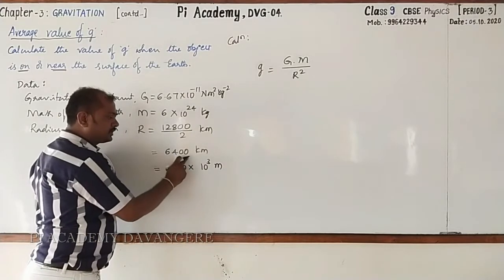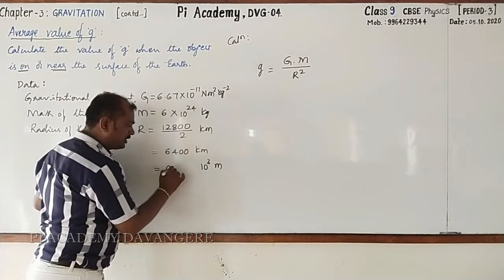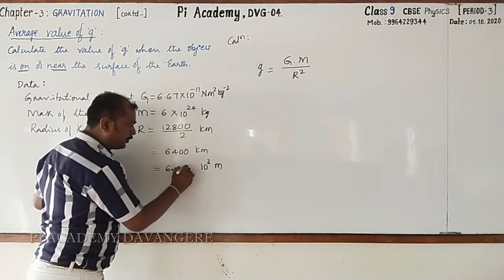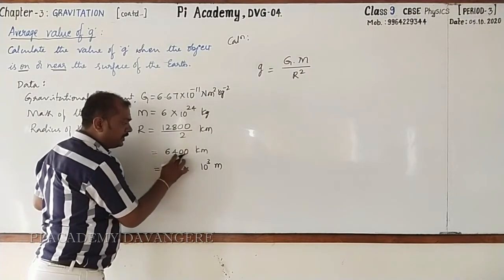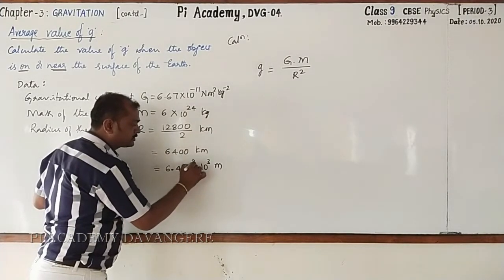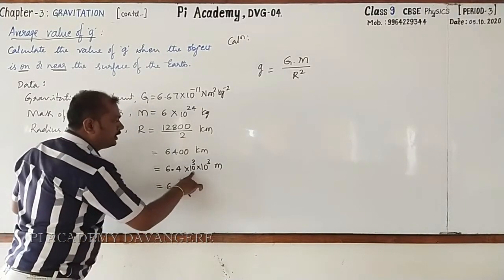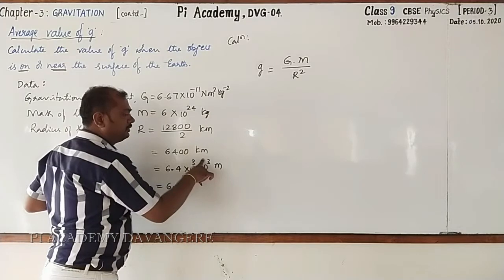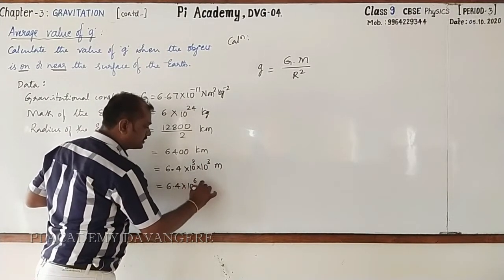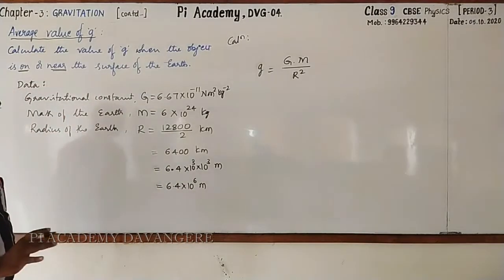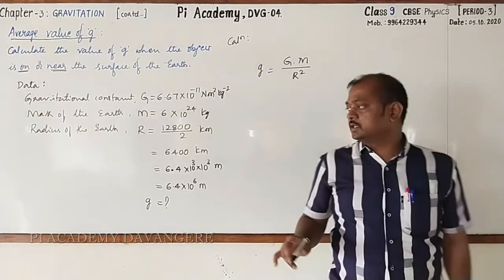Here 6,400 is there. I go for expressing it in scientific notation as 6.4 into, after one digit I put the decimal, the remaining 1, 2, 3 are there, hence 10 raised to the power 3. This is equal to 6.4 into, here the bases are the same, so just add the powers: 10 raised to the power 3 plus 3 is 6 meter. Followed? And we are going to calculate acceleration due to gravity, that is small g.